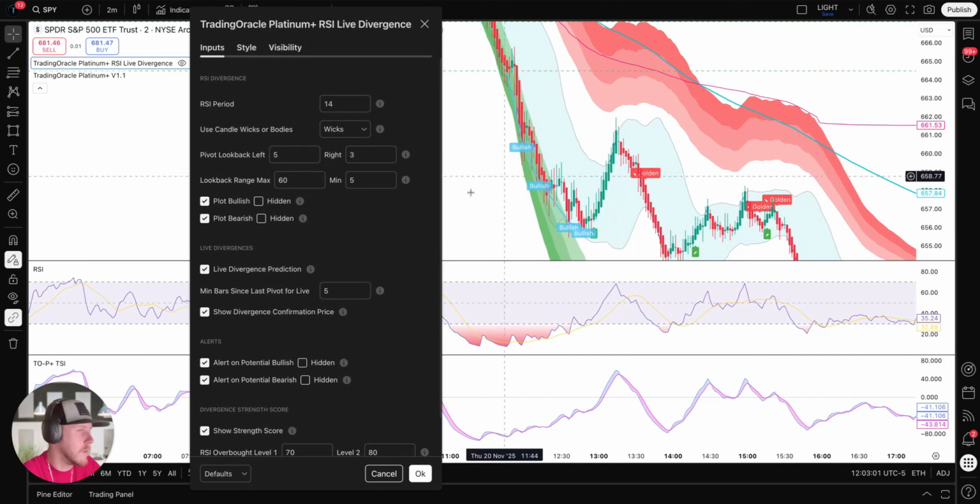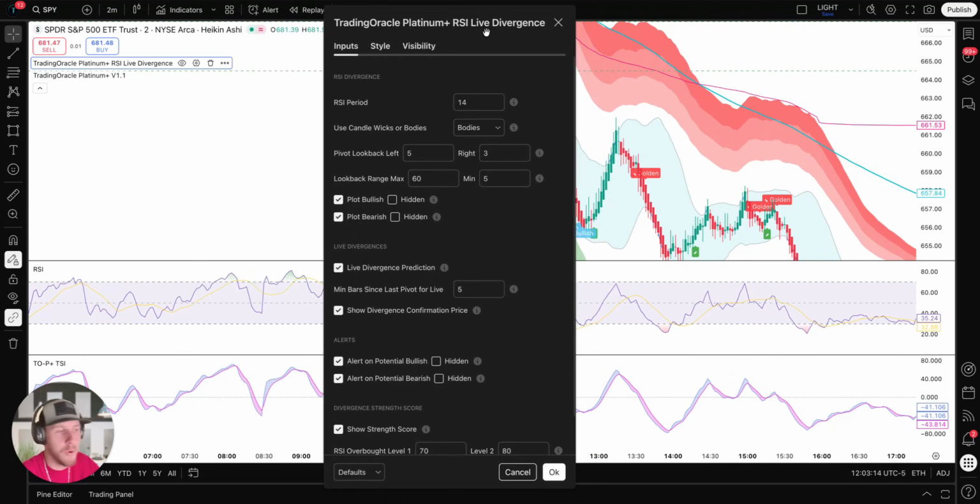Let's see what it does here, if it changes anything. Yeah, I mean, it just changes kind of where the divergences are, and then it may take away, yeah, you took away one of those there. I put it on the bodies because I think that that's a little bit more important than the candle wicks.